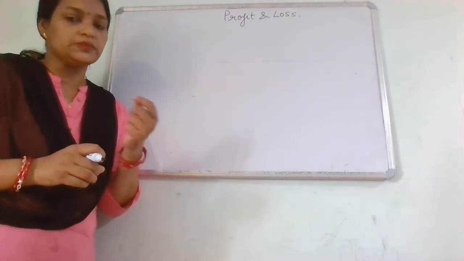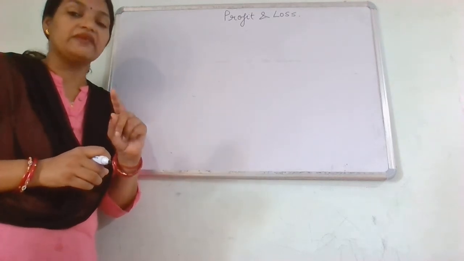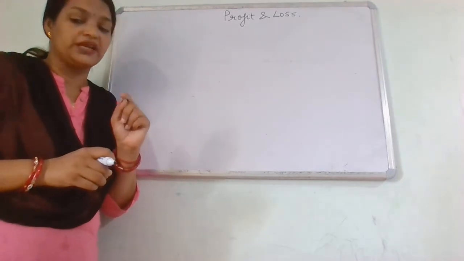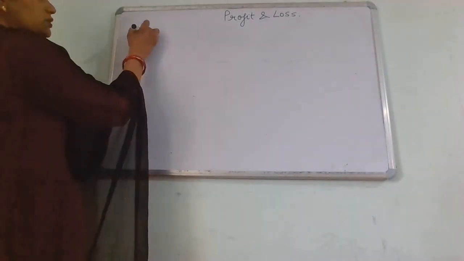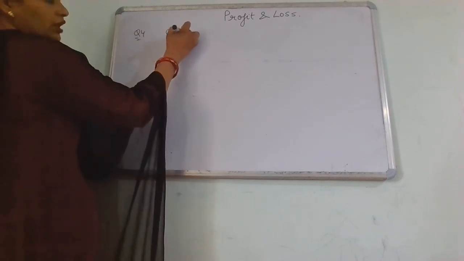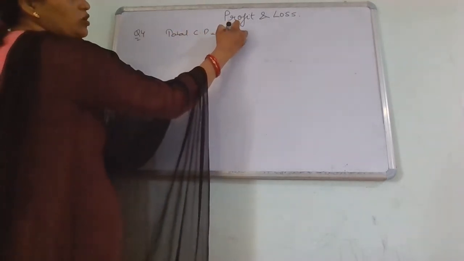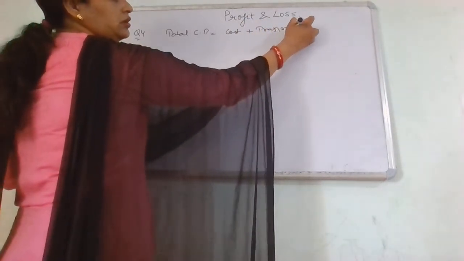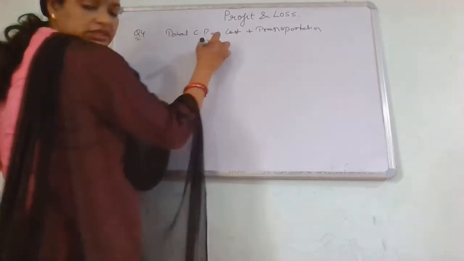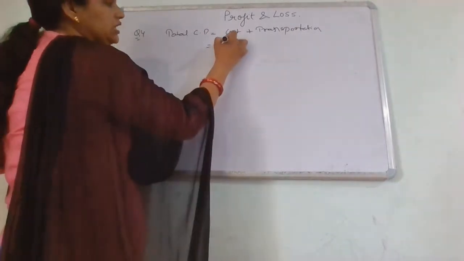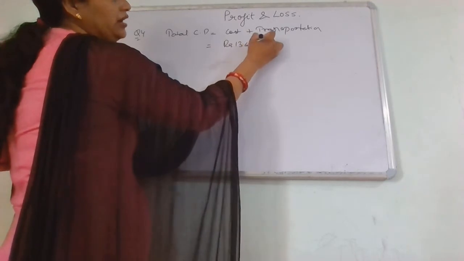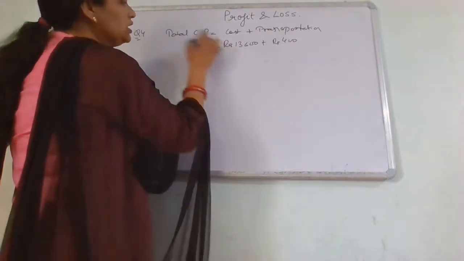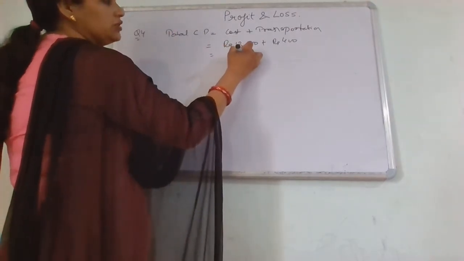So here Sudhir has bought an almirah, but he has given the transportation charges also. His total cost price will be cost plus transportation. What is the cost, students? Cost is rupees 13,600, and in transportation how much is he spending? Rupees 400. So the total CP will be 14,000.